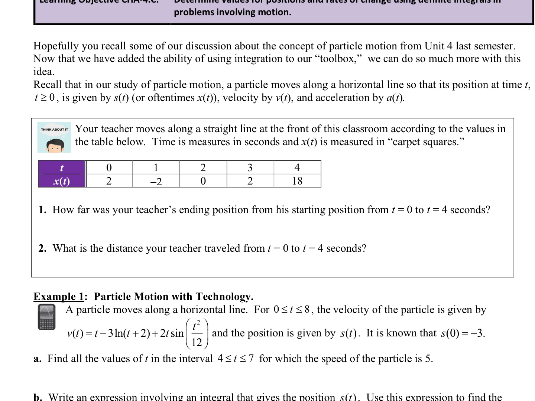So if we're given a table of time and position, where x of t is measured in carpet squares. Question 1 says, how far was your teacher's ending position from the starting position at time t equals 0 to time t equals 4? So what's the distance between the starting and ending position? Between 2 and 18, what's the distance? 18 minus 2 is just 16. So that would mean the distance between those is 16 carpet squares.